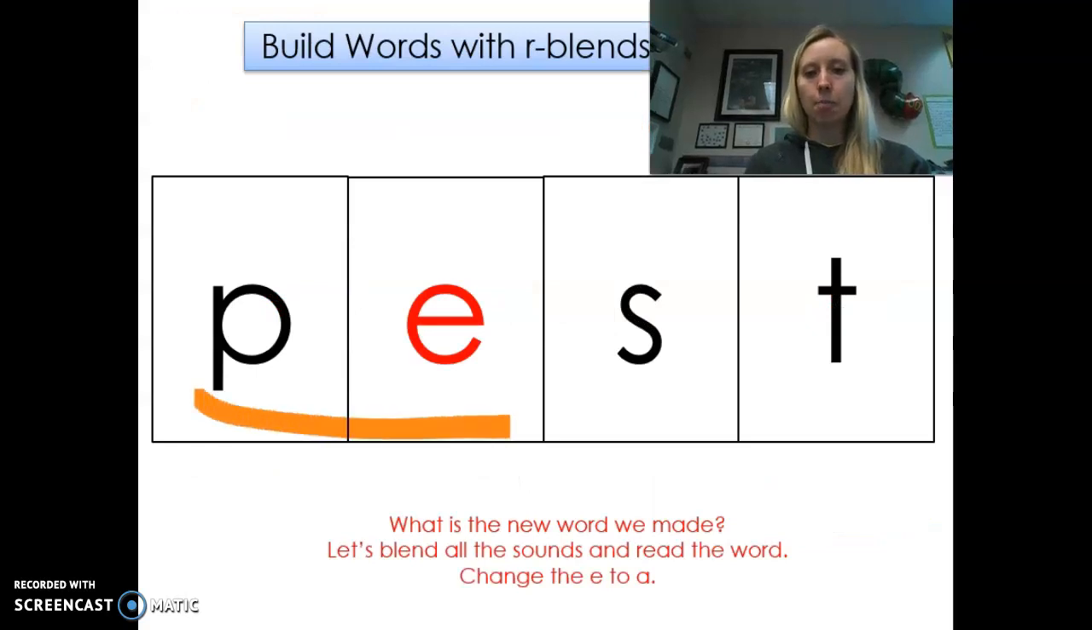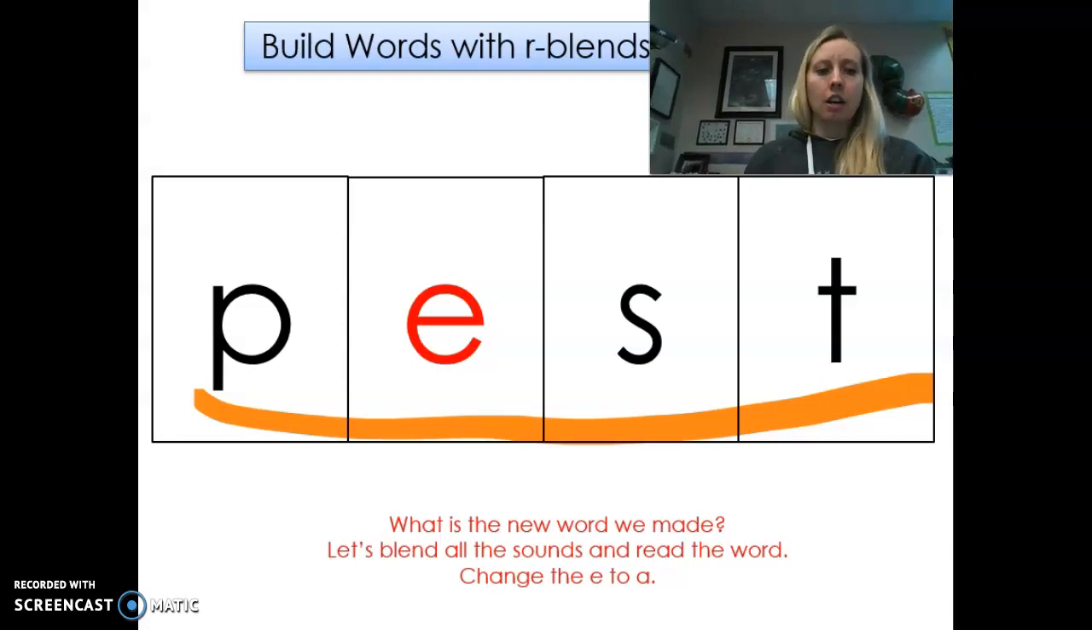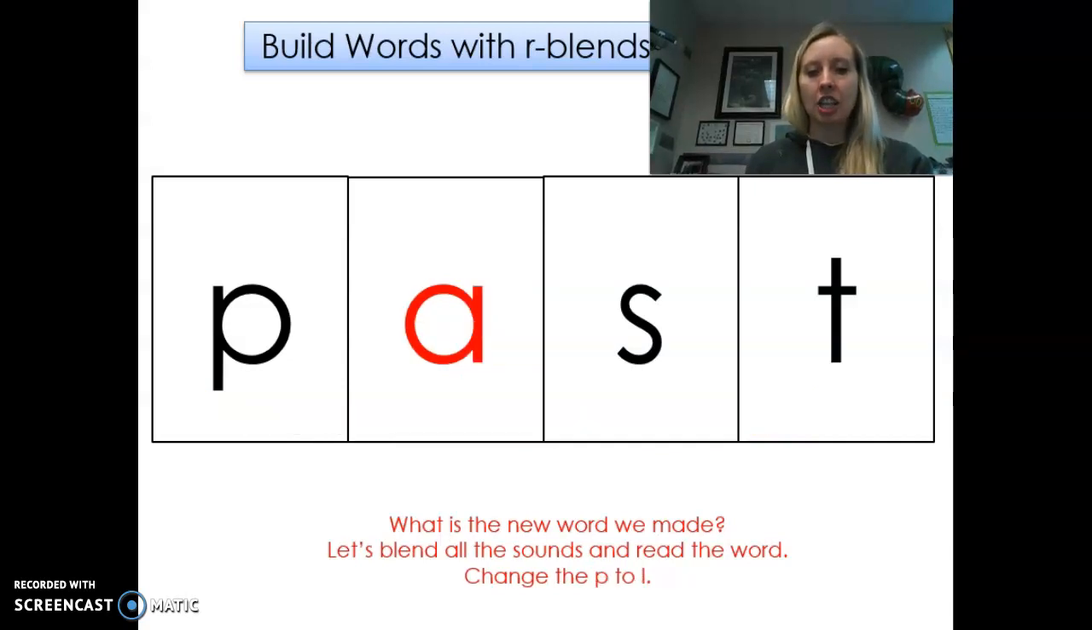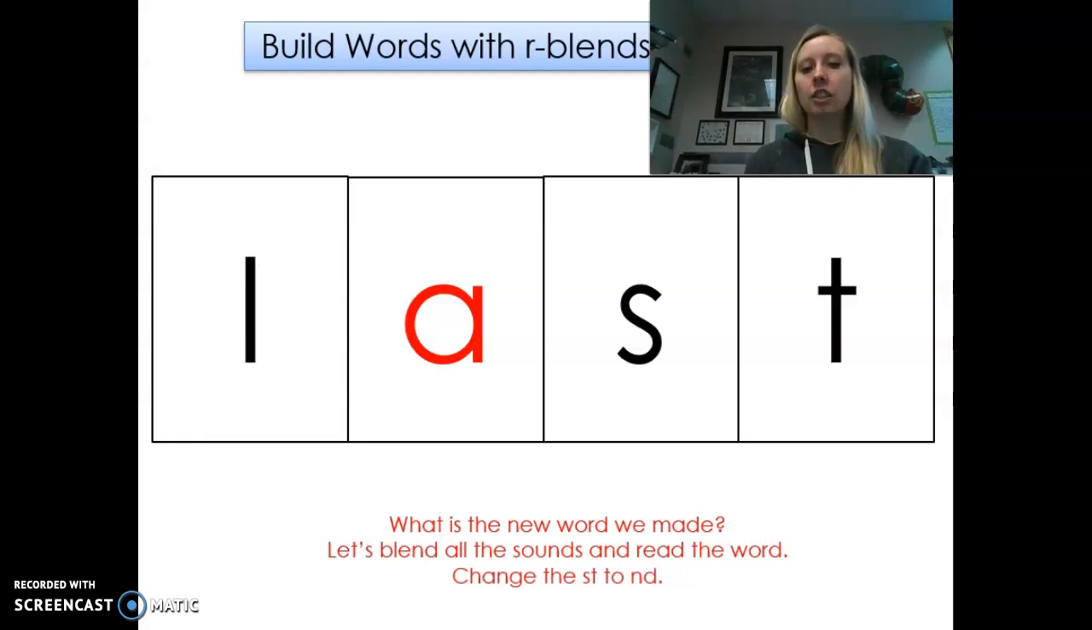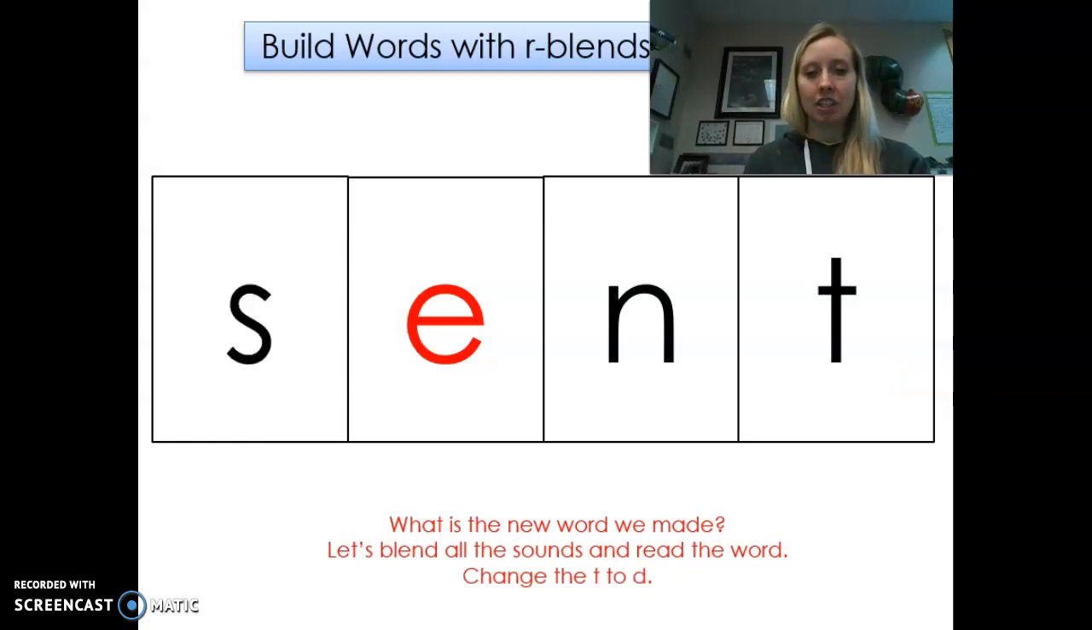Okay, let's read this. Pest. A pest is like someone who might bother you. So let's keep going. Pest. Change the e to a. Past. Change the p to l. Last. Change the st to nd. Land. Change the a to e, lend. Change the d to t, lent. Change the l to s, sent. Change the t to d, send.